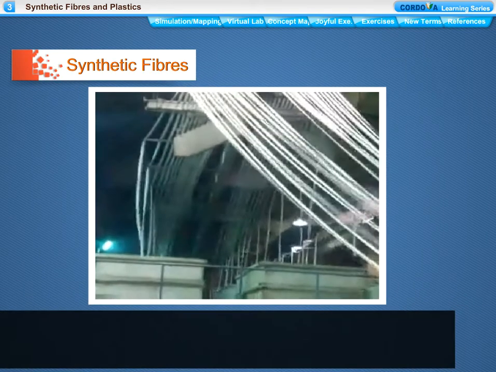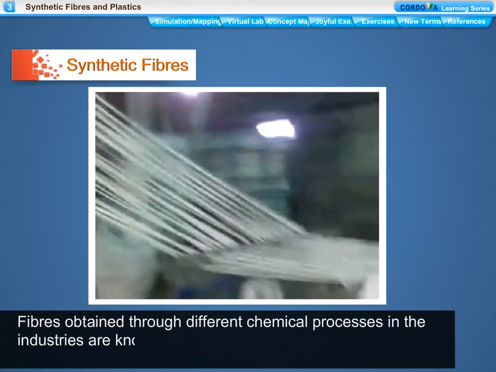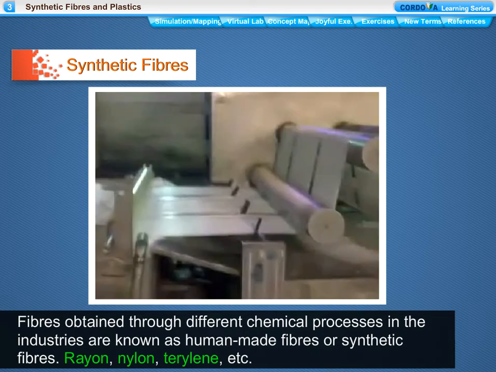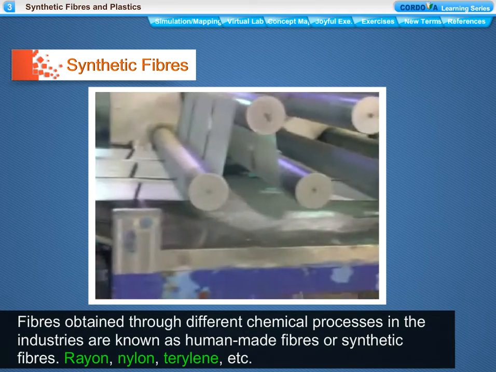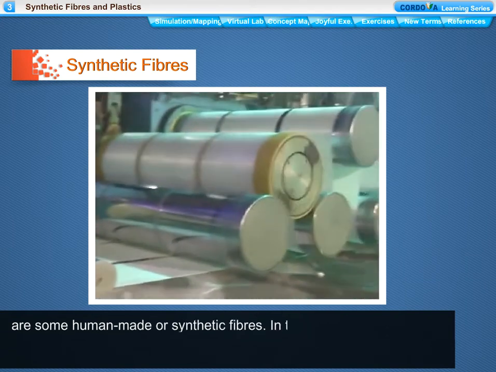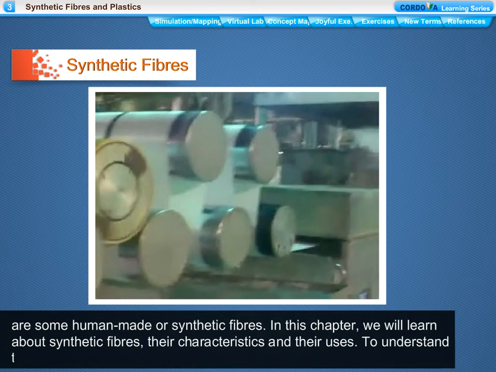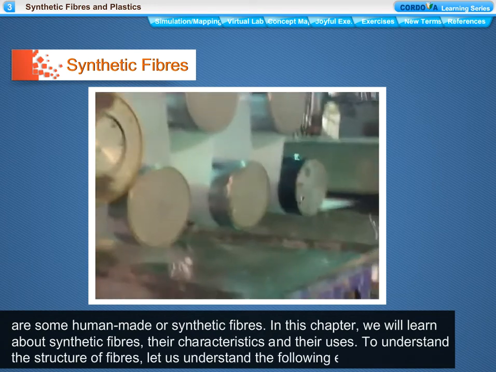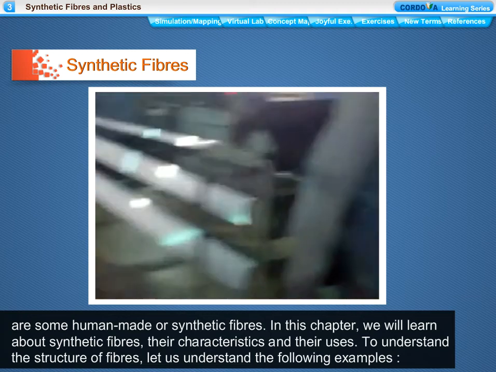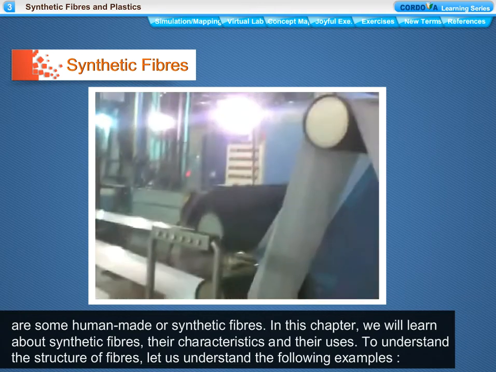Synthetic fibers. Fibers obtained through different chemical processes in the industries are known as human-made fibers or synthetic fibers. Rayon, nylon, terylene, etc. are some human-made or synthetic fibers. In this chapter, we will learn about synthetic fibers, their characteristics and their uses. To understand the structure of fibers, let us understand the following examples.